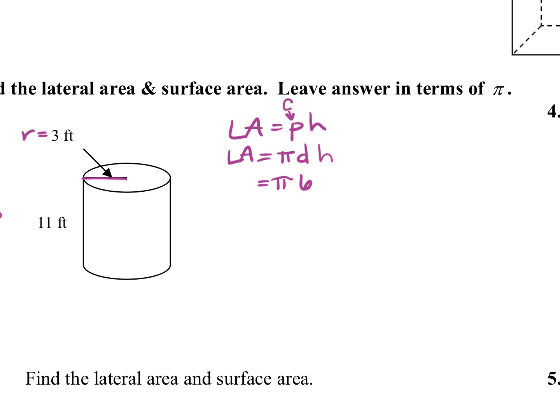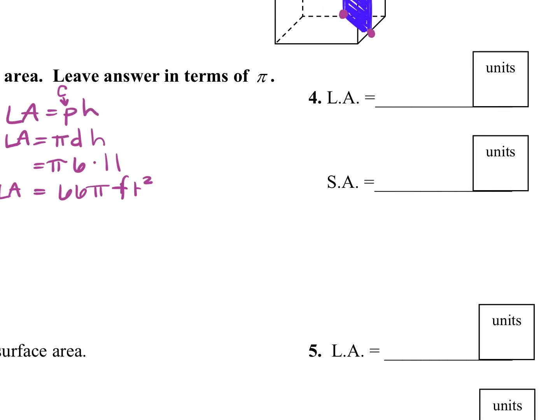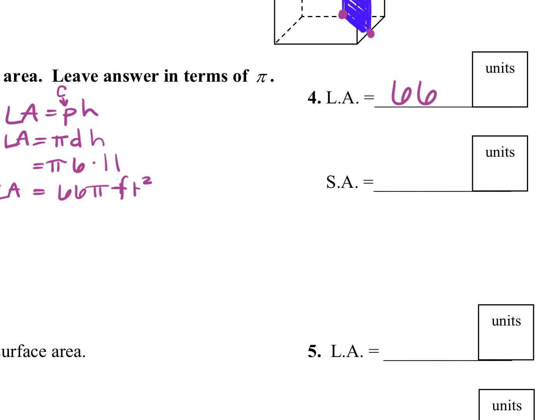What's the height? 11. What does height stand for? Height of the figure, the distance between your bases. Okay, so this is your height. So pi times 6 times 11. If we simplify that, we get 66 pi square feet. So that goes here, 66 pi. Your units, feet squared.